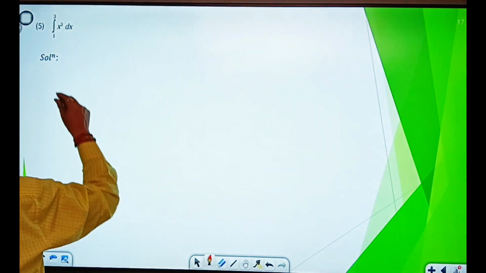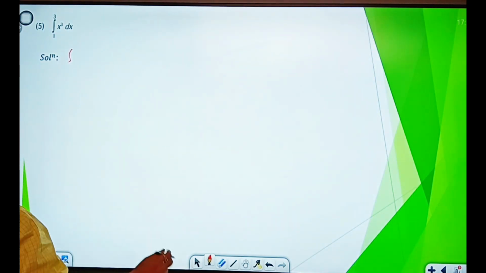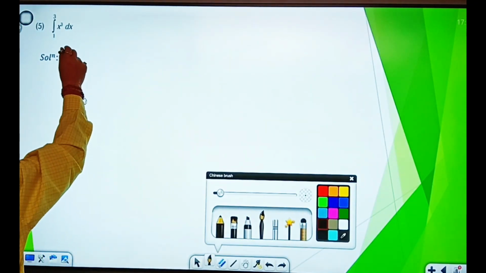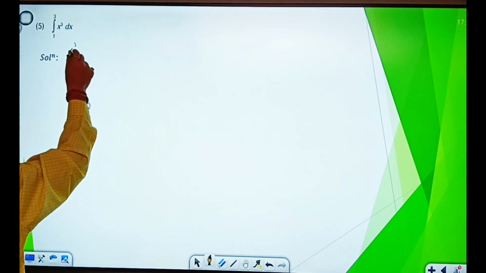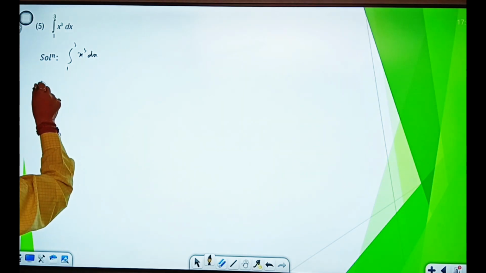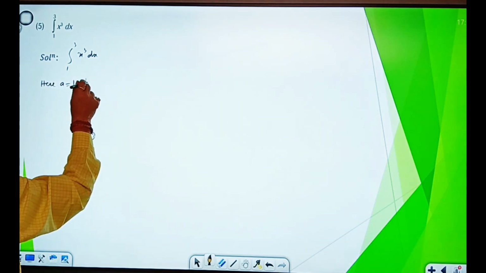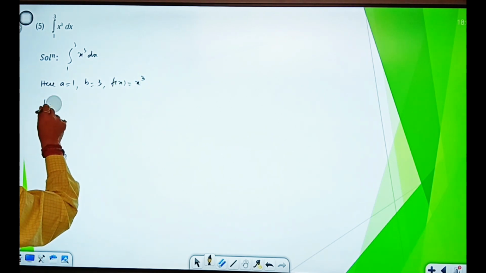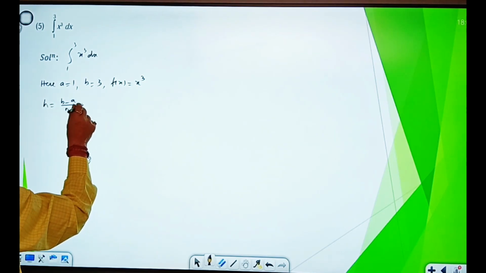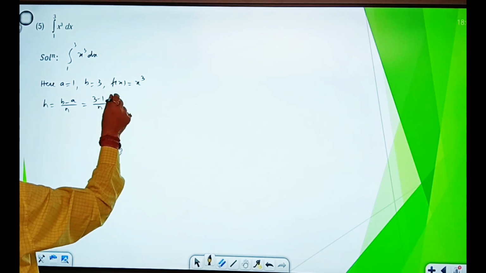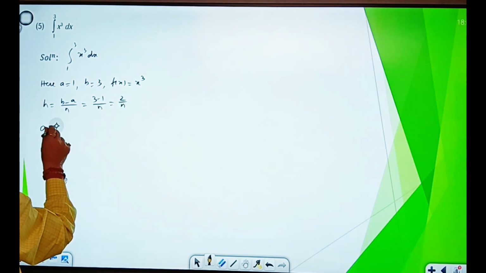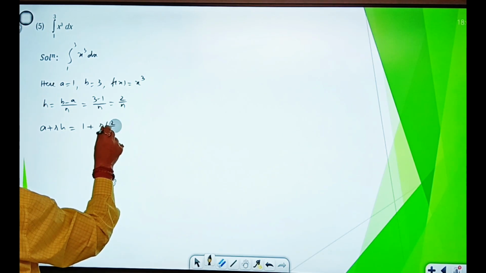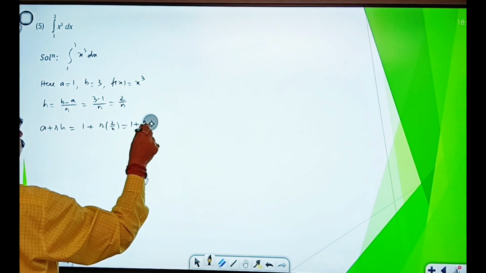Fifth is integral 1 to 3 x cube dx. Here a is what? 1, b is what? 3. fx is what? x cube. h is what? b minus a upon n, 3 minus 1 upon n, 2 by n. a plus rh is what? 1 plus r into 2 by n, 1 plus 2r by n.